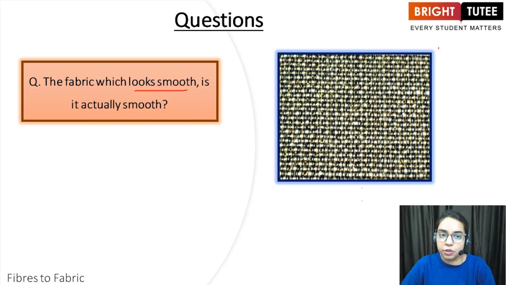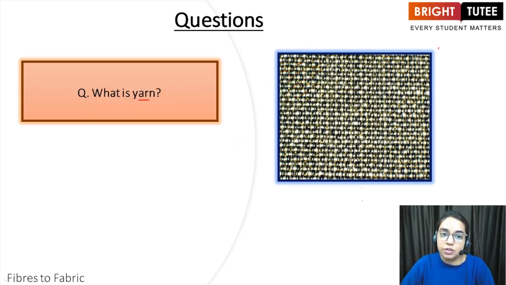The fabric which looks smooth, is it actually smooth? So children, we all know that no, the fabric which initially might look smooth, if we take a closer look and we observe it under a microscope, we will observe it is actually textured, so it is not smooth. Okay, so let's move to the next question.